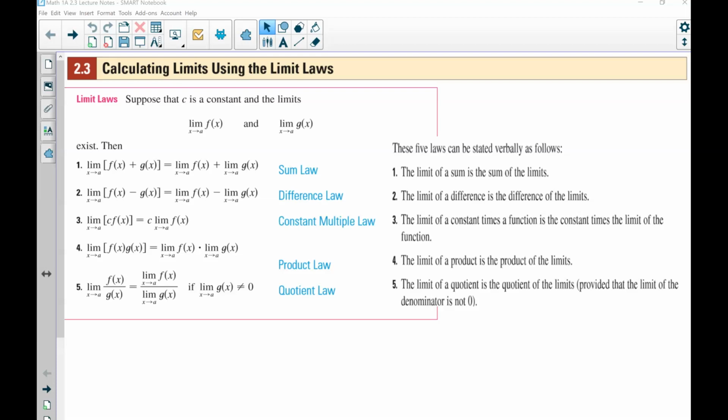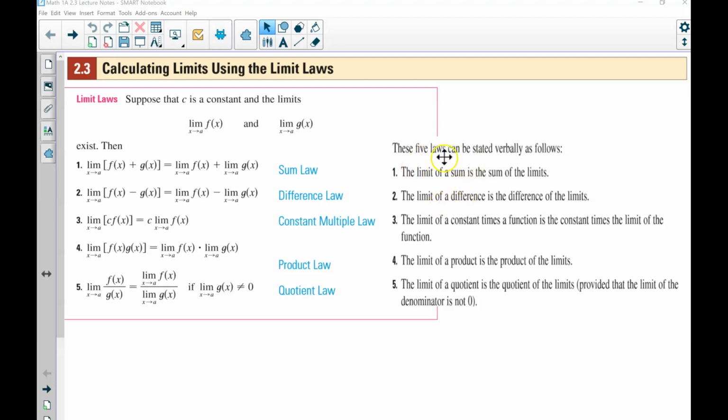Now in section 2.3, we'll be calculating limits using the limit laws. In the previous section, section 2.2, we used calculators and graphs to guess the values of the limits. But we saw that such methods don't always lead to the correct answer. In this section, we use the following properties of limits called the limit laws to calculate the limits.